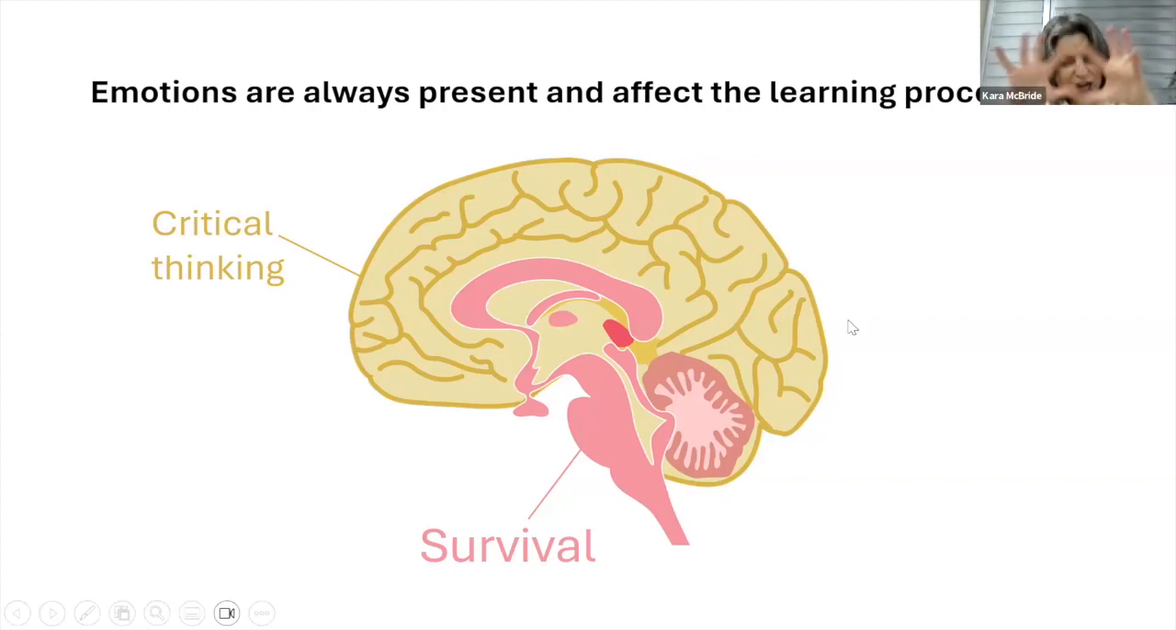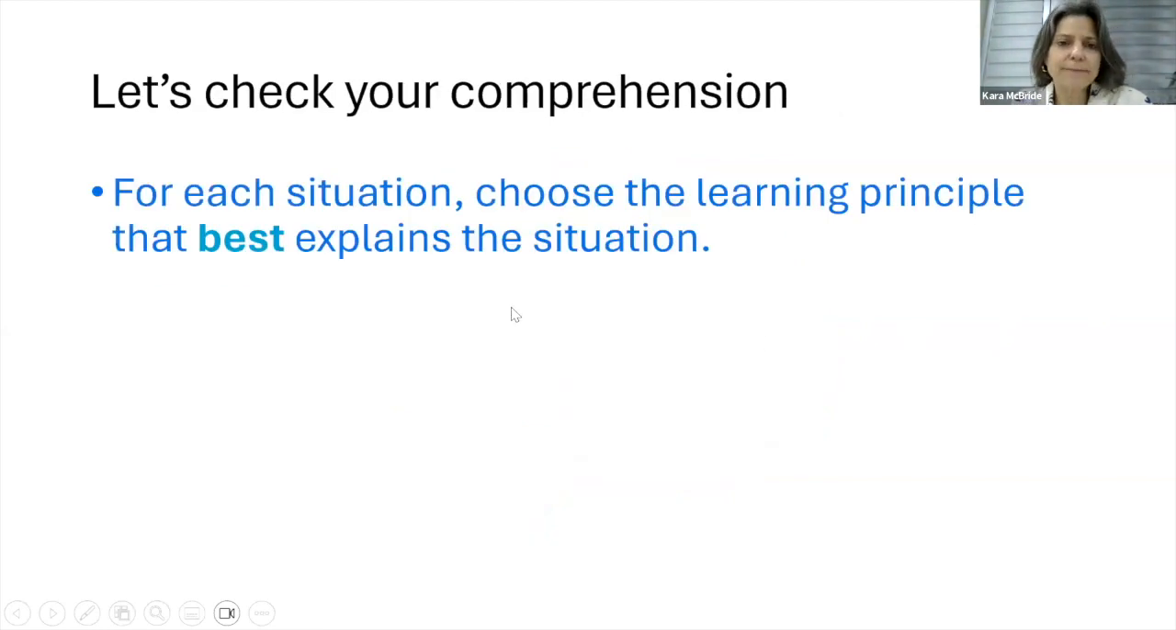So that's kind of a summary of the most important learning principles, all in a simple list of 11. And so now I want to see, was I successful? Did this make sense to you? Are you understanding what's going on? So we're going to look at a couple examples just to check your comprehension.